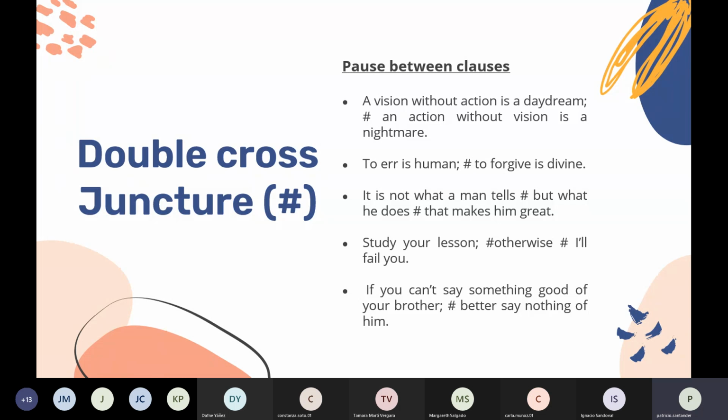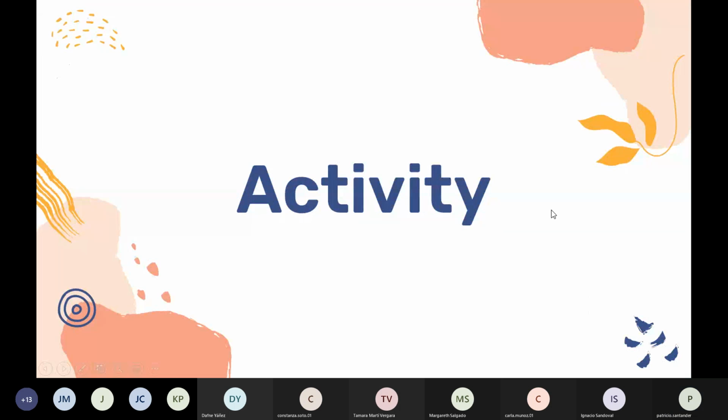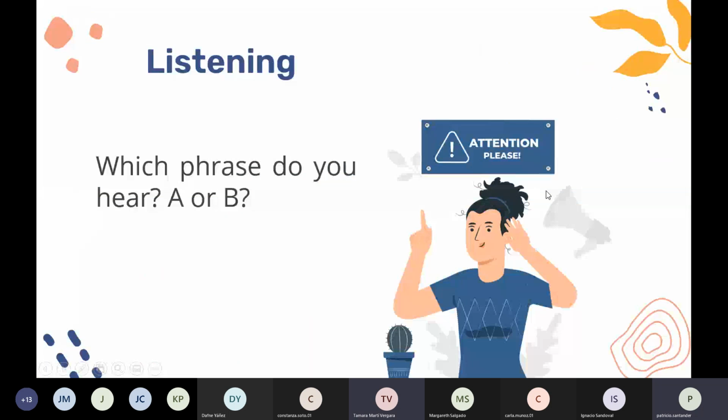The next slide, please. So now we are going to listen to some audios and you have to choose between option A or B.